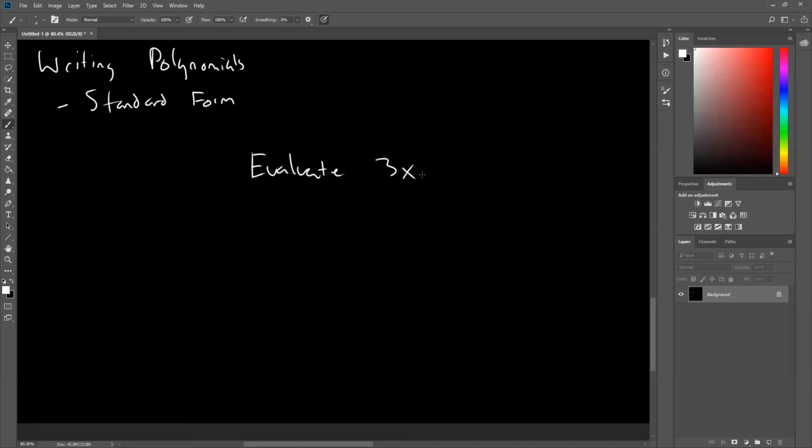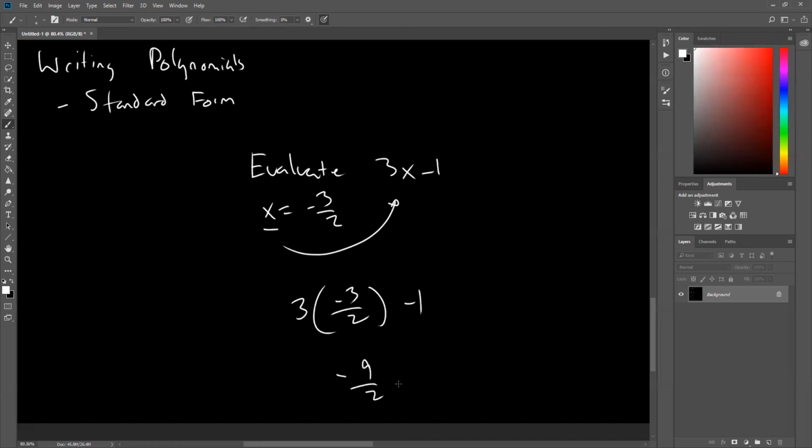Evaluate 3x minus 1 where x is equal to -3/2. So when we see this, we just plug it in. Now you've already been doing this in past lessons, so this shouldn't be hard for you. We just fill it in, then we simplify, -9/2, -1. You can keep simplifying down. -2. That makes sense?